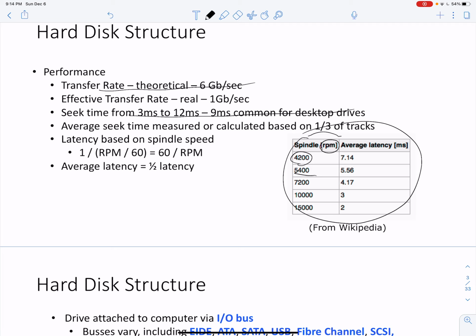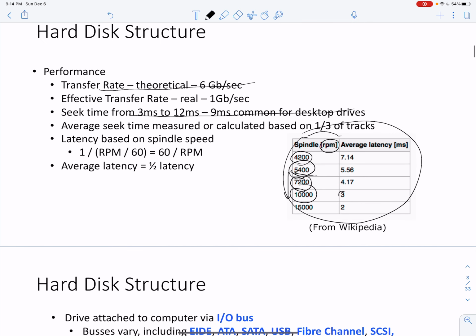I remember that when I bought my first laptop in 2008, most mainstream hard drives were using this speed, and now they are moving faster and faster to 7200 and then 10,000 RPM, because it can definitely reduce our rotational latency.